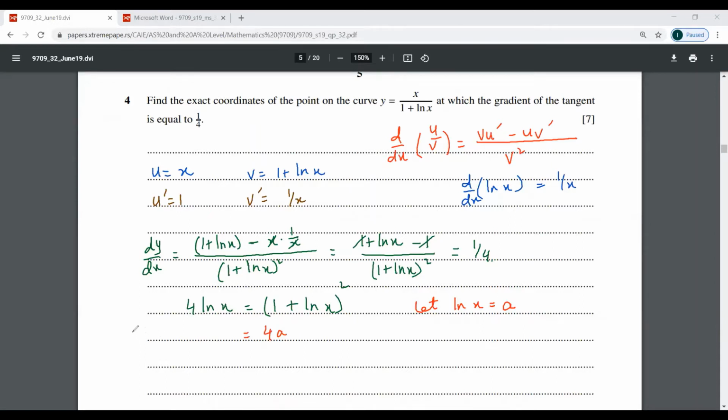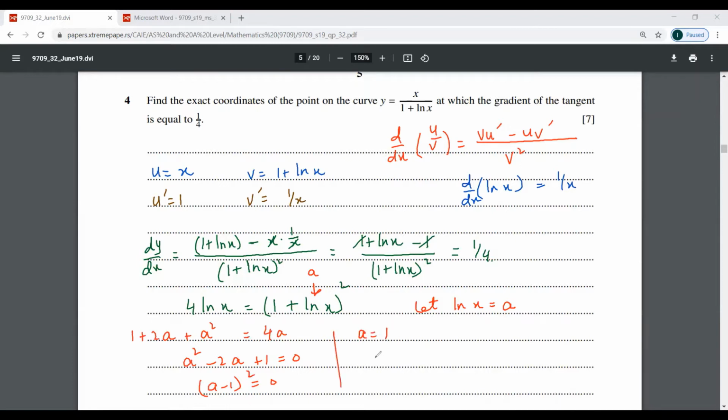So I'm going to expand the square. 1 plus 2a plus a square. I have replaced this with a, so 1 plus a whole square is going to be this. So we have a square minus 2a plus 1 equal to 0. This gives us a minus 1 whole square equal to 0. And then you have a equal to 1.